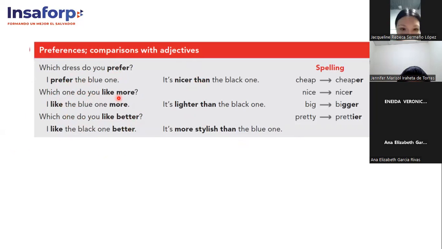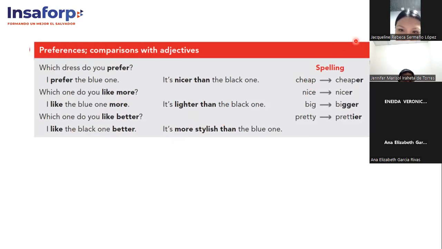¿Cuál te gusta más? Which one do you like more? I like the blue one more. It's lighter than the black. Which one do you like better? ¿Cuál te gusta mejor o más? I like the black one. More Spanish than the blue.